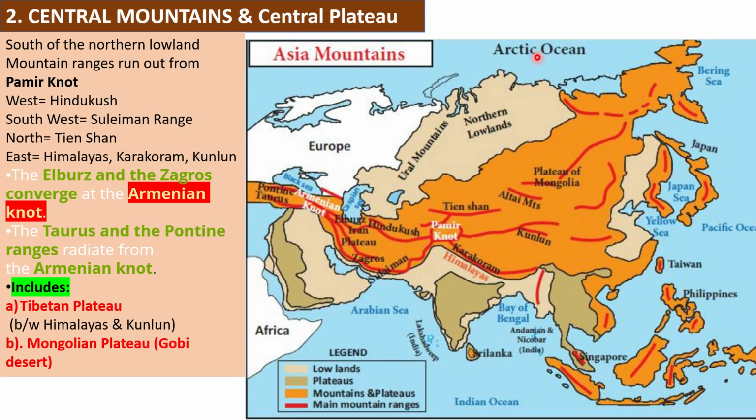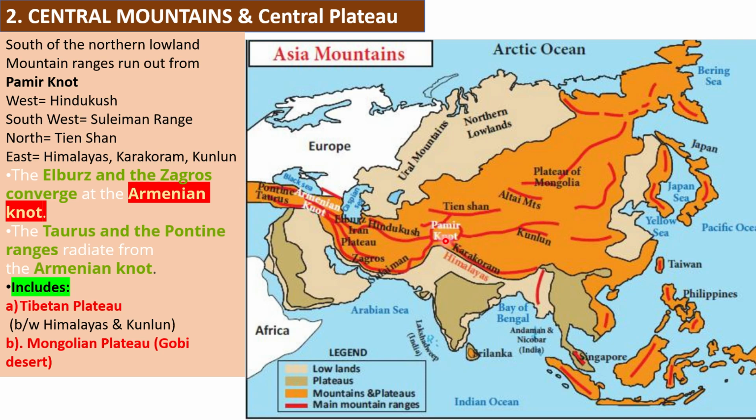Next is the Central Mountain and Central Plateau. This orange color region is the Central Mountain and Central Plateau region, which lies south of the northern lowland. This is the northern lowland, and southward, this orange color region is the Central Mountain and Central Plateau region, in which different mountain ranges exist. South of the northern lowland, there are the central mountains. The mountain ranges run out from the Pamir Knot and the Armenian Knot.